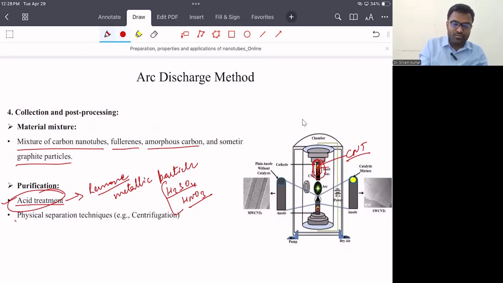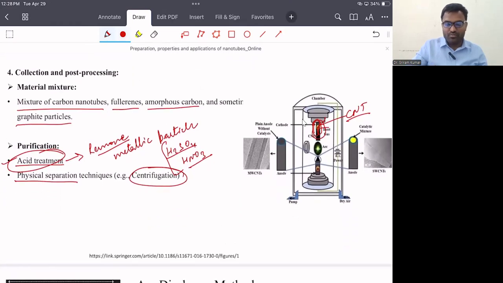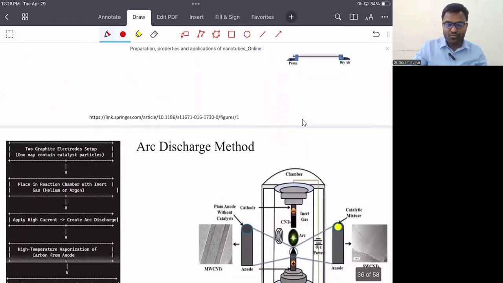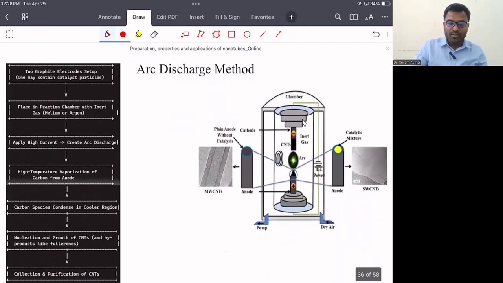Or maybe we can use a physical method, the centrifugation technique. In the centrifugation technique, the metallic particles have higher density as compared to the carbon material, so we can remove that metallic contaminant from the CNT. So this is about carbon nanotube synthesis using the arc discharge method, and this is a summary of the flow chart of the CNT synthesis.